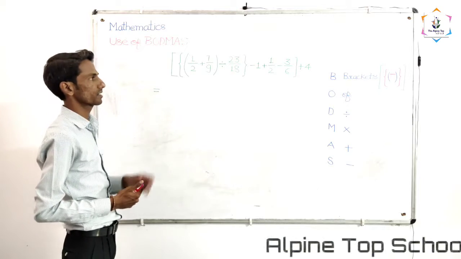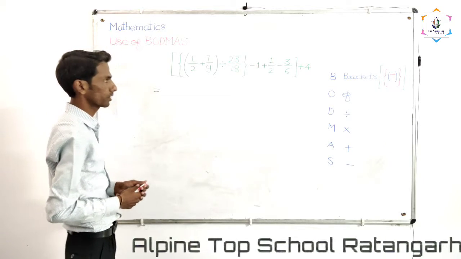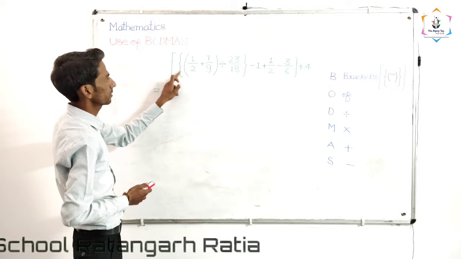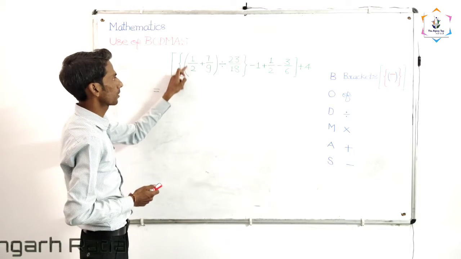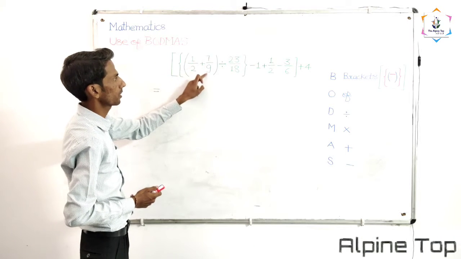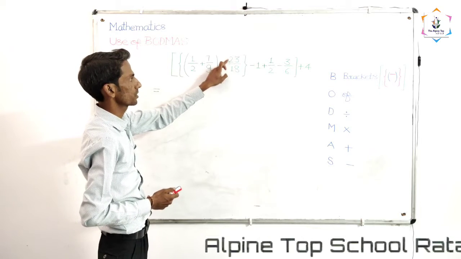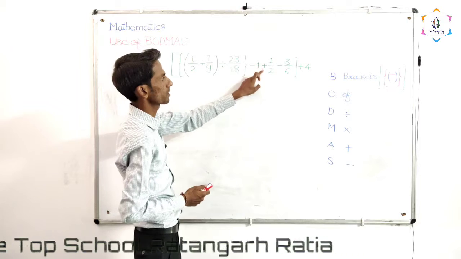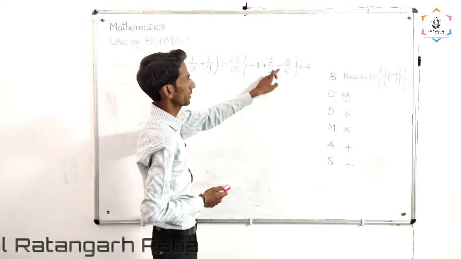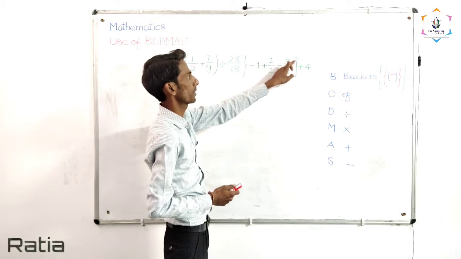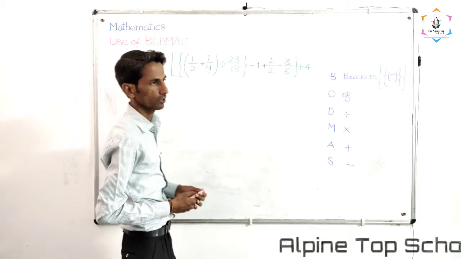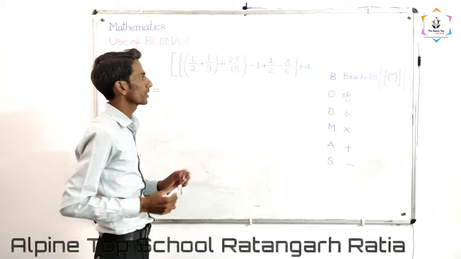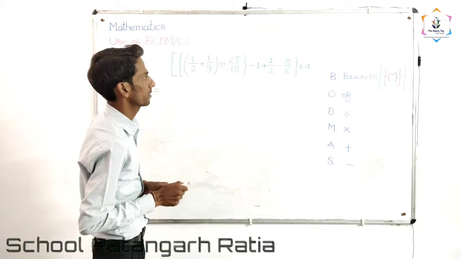Dear students, let's see one problem here. I have already noted the statement. Okay, square bracket is here, then curly bracket, then small bracket. 1 by 2 plus 7 upon 9 divided by 23 by 18, curly bracket closed, minus 1 plus 1 by 2 minus 3 by 6, square bracket closed, plus 4. Only one bracket I have skipped.